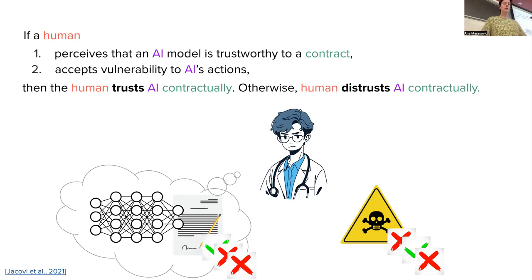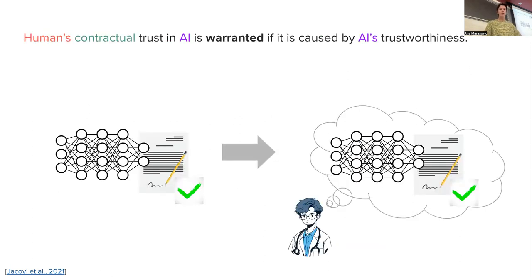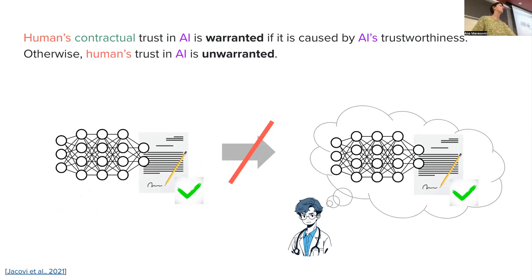The definition of human distrust in AI can be defined similarly. Basically, if one of these things doesn't happen, then we have distrust in AI. And then I talked about how your model can be trustworthy, great, but that doesn't necessarily mean that trust from your person will happen. So we defined warranted trust, and that's trust that is caused by AI's trustworthiness. If you have a trustworthy model causing trust in AI, then we talk about warranted trust, and otherwise we talk about unwarranted trust.